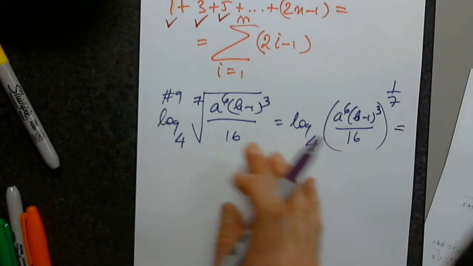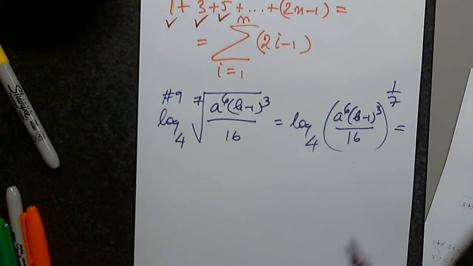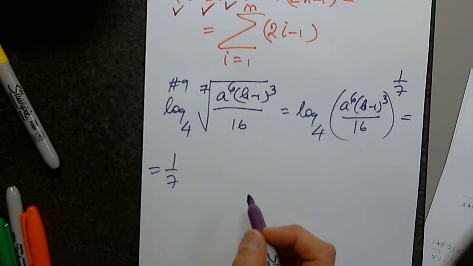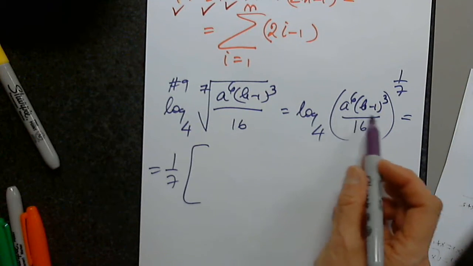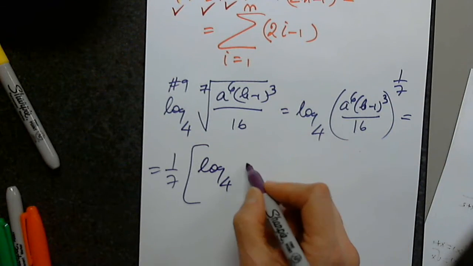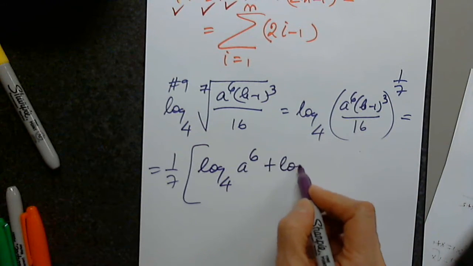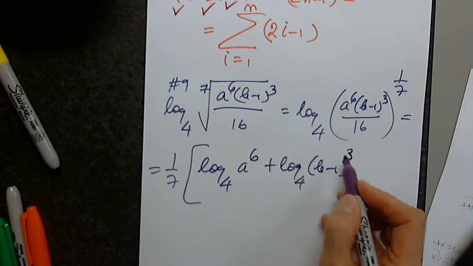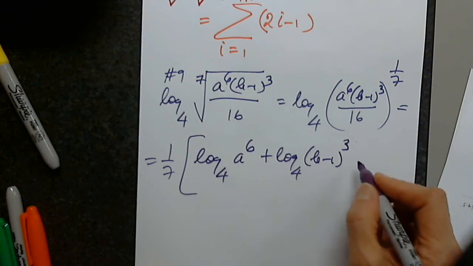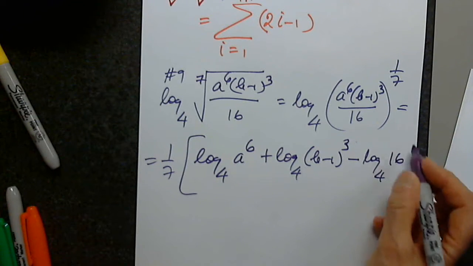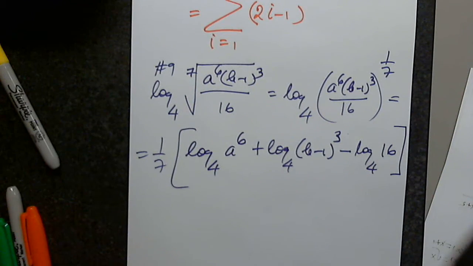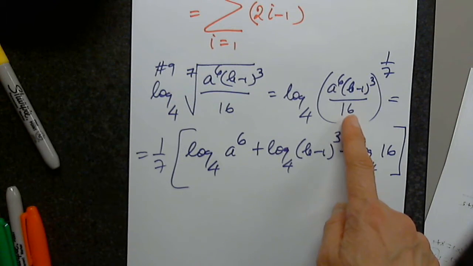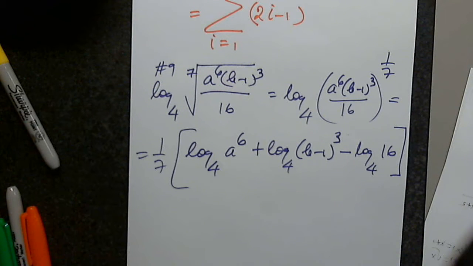That's the first rule. If there is a power, I have to take the power first. So 1 over 7. Then I have log base 4 of the top, log base 4 of a to the 6th, plus log base 4 of b minus 1 to the 3rd, and what's in the denominator is minus log base 4 of 16. Remember, if a quantity comes from the top, it will have positive in front. If a quantity comes from the bottom, it will have minus in front.